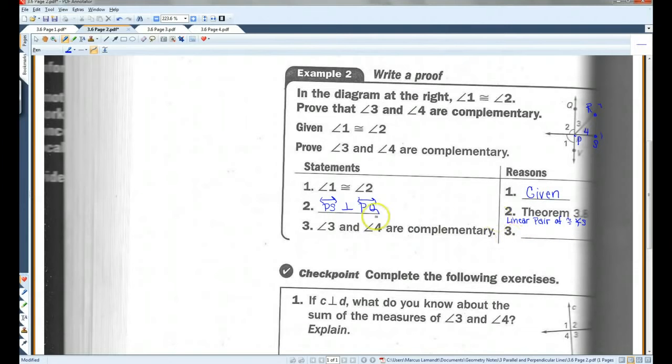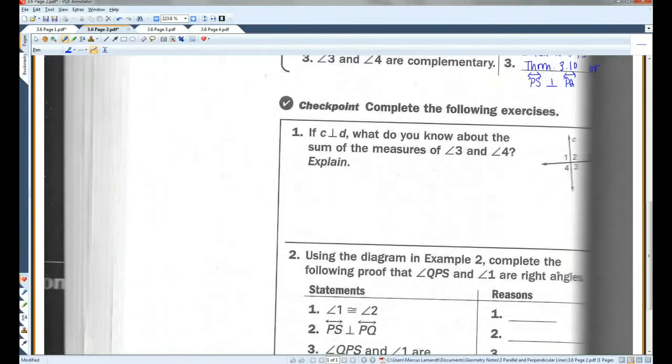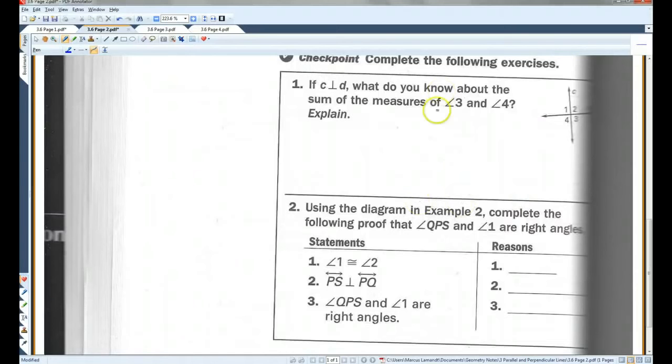That's fine too. Angles 3 and 4 are complementary. You could write Theorem 3.10, or you could just write down that PS is perpendicular to PQ, which is essentially what that theorem says. It says that if these two lines are perpendicular, then obviously these two have to be complementary. Okay, so either way you want to do this. Alright, you guys go ahead and do this checkpoint. Let's go on to page 3.